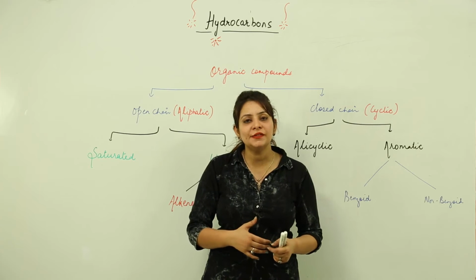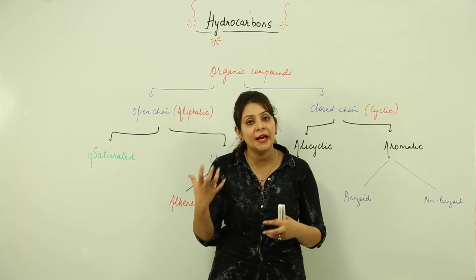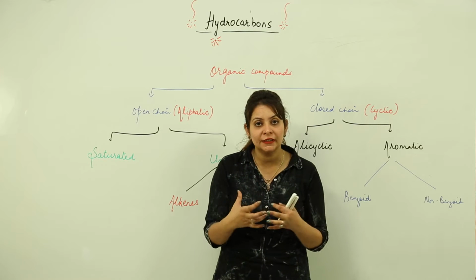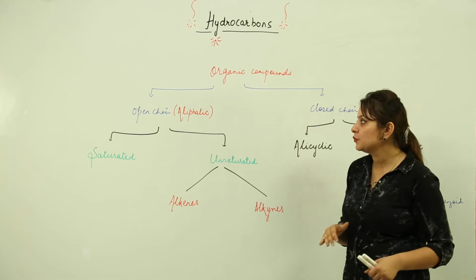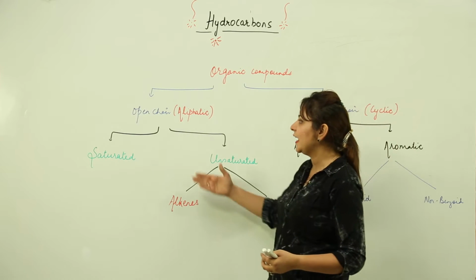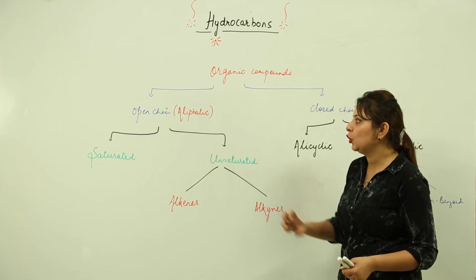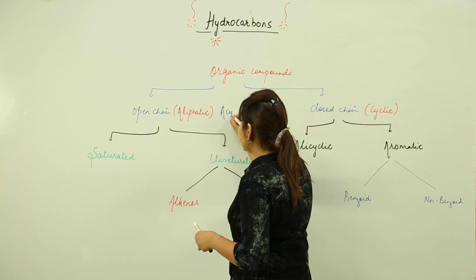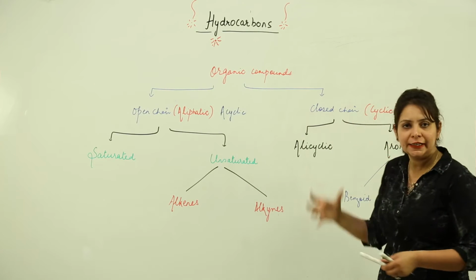So here I am going to classify the organic compounds so that you become familiar with what subtypes of organic compounds we can classify, and what kind of compounds with different properties we can find. So see, this is our organic compound. It is divided into two categories, the open chain and the closed chain. The open chain is called aliphatic, or you can call it acyclic. And we have closed chain or cyclic compounds.